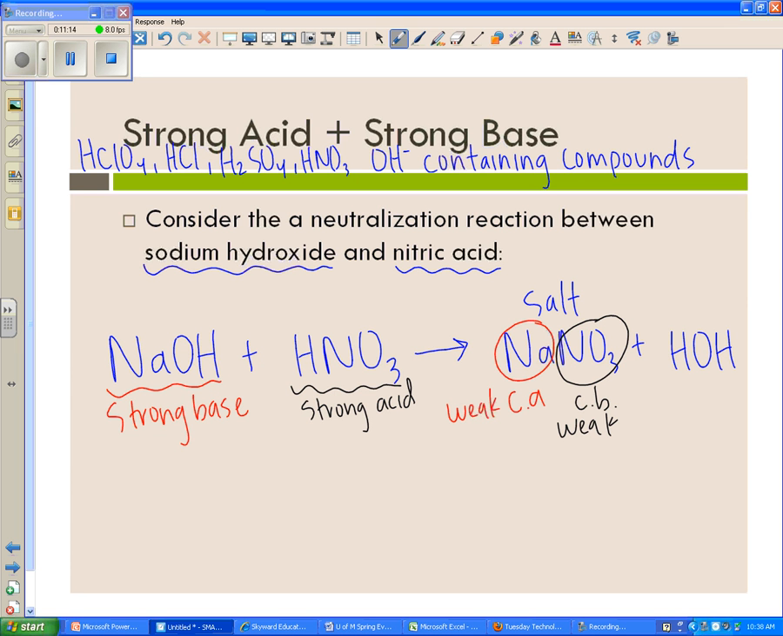Because this conjugate acid and this conjugate base are both weak, they will not have a significant ability to interact with water, so they will not have the ability to change the pH of our neutralized solution. So neither the conjugate acid nor the conjugate base will change the pH of the neutralized solution.